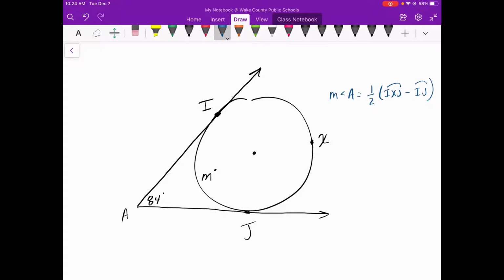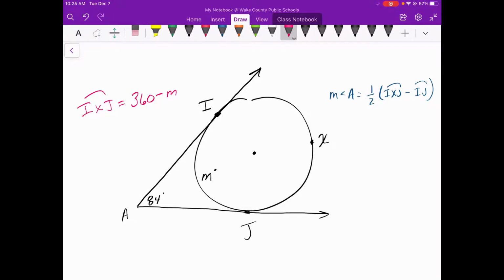So we have this relationship where they intersect outside, and we're going to do half of the big arc minus the small arc. But we're going to have to use this idea of 360 to help us. So first things first, I'm making sure that you guys understand that arc IXJ, which would be our big arc, is 360 minus that M we're solving for. Because if you knew what M was, say it was 80, you would do 360 minus 80 to figure out what the big arc is. So we're going to use that M here to help us solve for it.